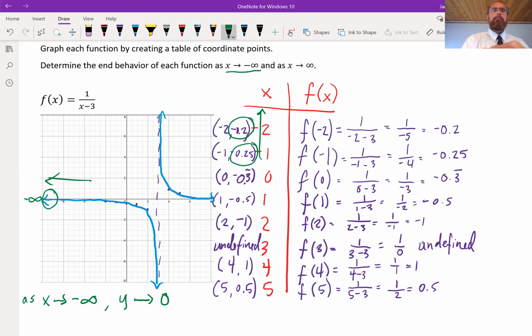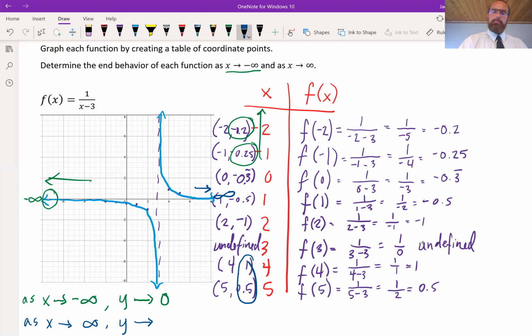Let's now finalize this task by describing the other side of the graph. So as x gets closer to +infinity, we also want to ask what happens to those y values. As x approaches +infinity, y approaches, again, let's investigate in the table.